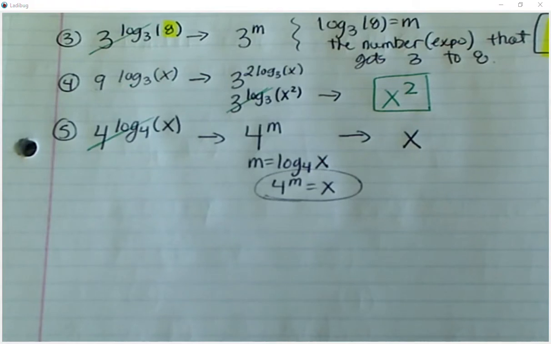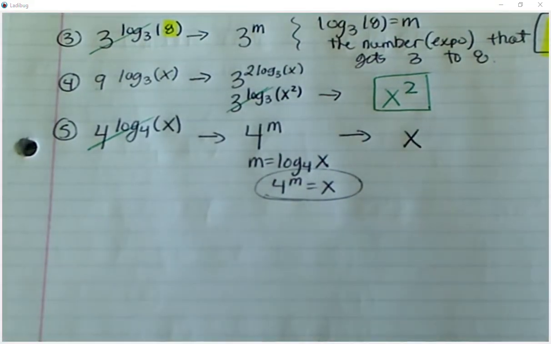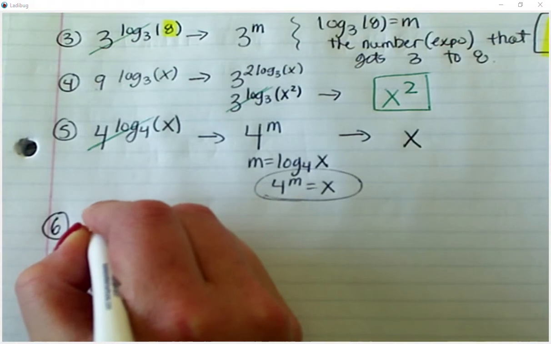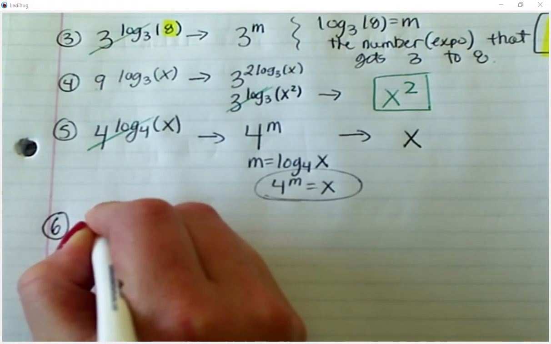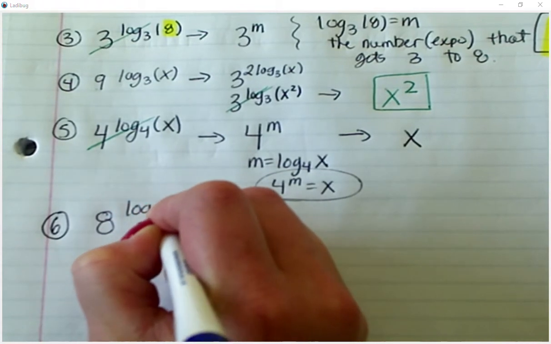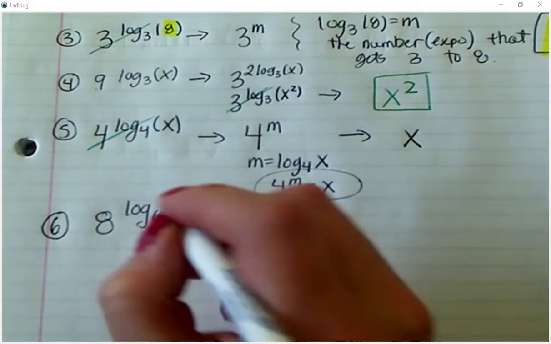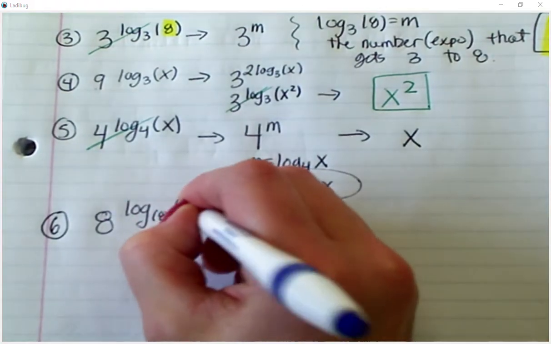Do you have to show me the steps? No. You can just write x. But I do want you to understand there is a specific process. I'm not making it up. It does work. You can prove it. Okay, so I'll do one more. 8 to the log base 8 of 2x.